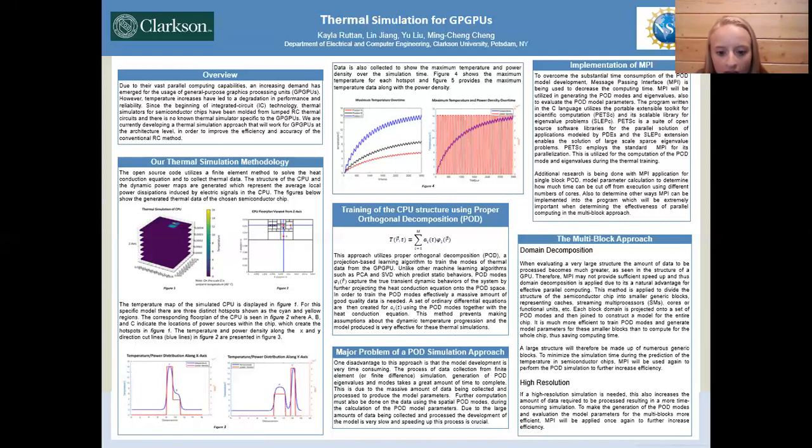The process of data collection from the finite element or finite difference simulation, and generation of POD eigenvalues and modes, takes a great amount of time to complete. This is due to the massive amount of data being collected and processed to produce the model parameters. Further computation must also be done on the data using the spatial POD modes during the calculations of the POD model parameters. Due to the large amounts of data being collected and processed, the development of the model is very slow, and speeding up this process is crucial.